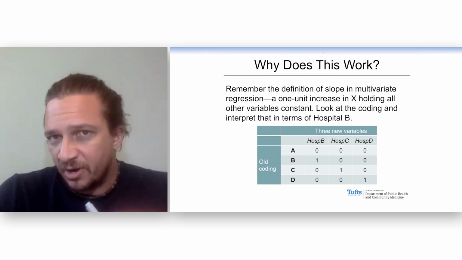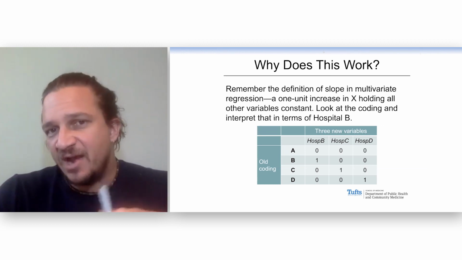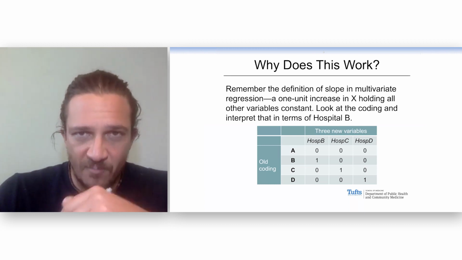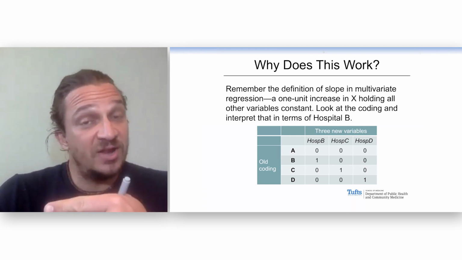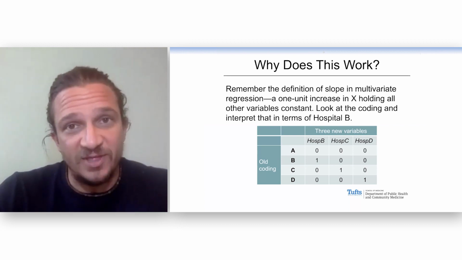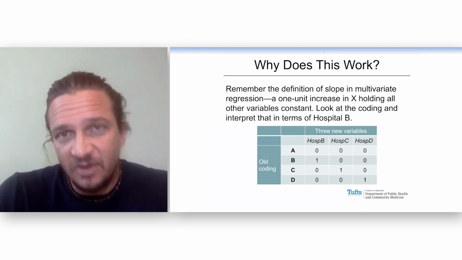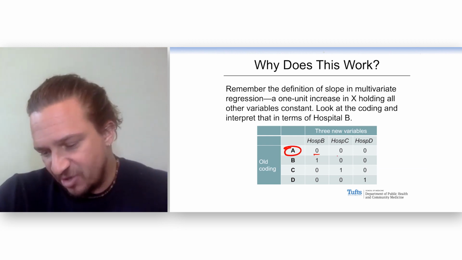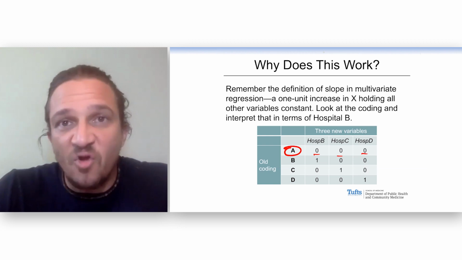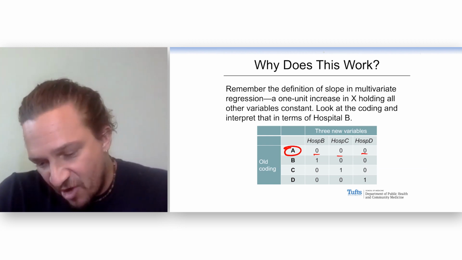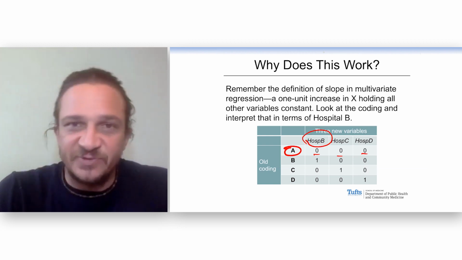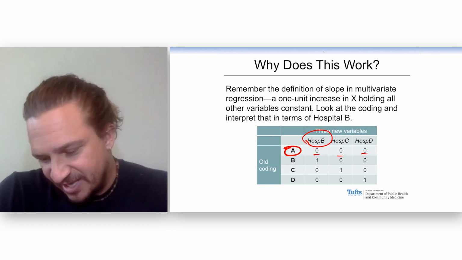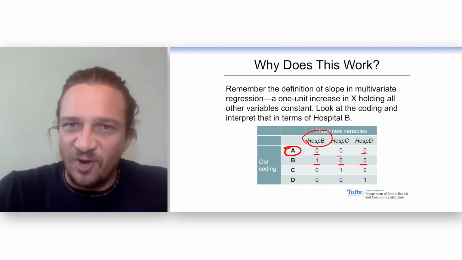Now, why does this work? You don't need to know this. It's kind of cool. Why does this work? Well, remember the definition of a slope. In a multiple regression, we say for every 1 unit increase in X after holding the other variables constant. We'll take a look for a second. Babies born in hospital A are 0, 0, and 0. They're going to be our reference, right? So we have a new variable called hospital B. A baby who's born in hospital B looks like this, 1, 0, and 0.